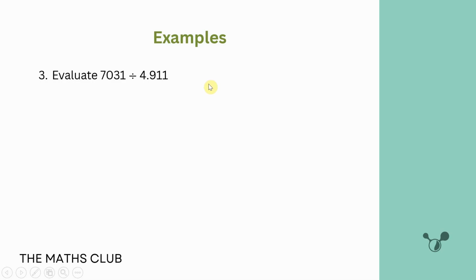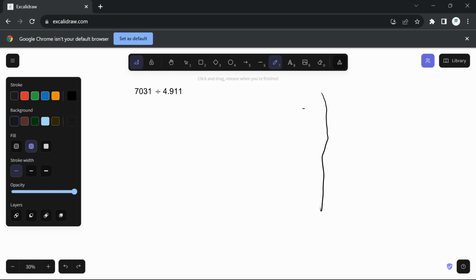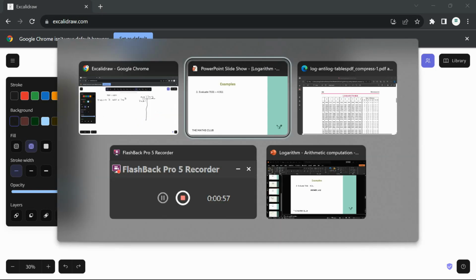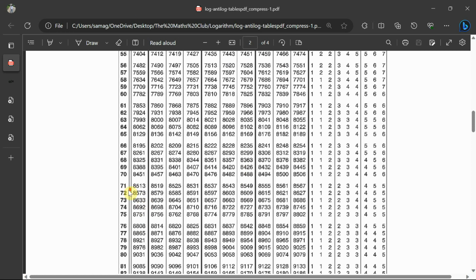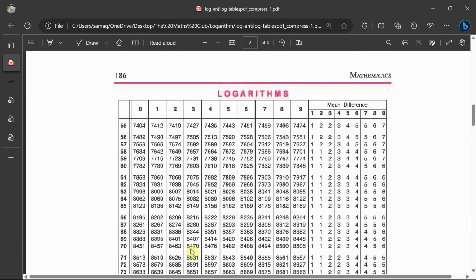So the next question says that we should evaluate 7031 divided by 4.911. So we draw a table, then the number here, the log here. So let's take this 7031 first. I'll convert it to standard form first. So that will be 7.031 times 10 raised to the power of 3. So I'll go to my logarithm table and find 70 under 3 difference 1. So let's go. So this is 70 under 3, difference 1 is 1.